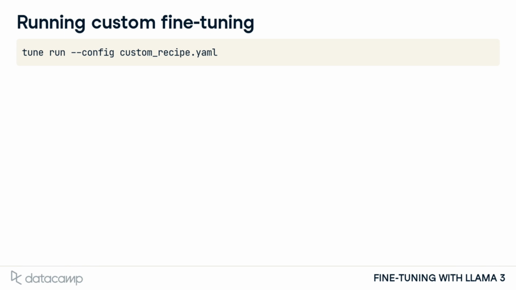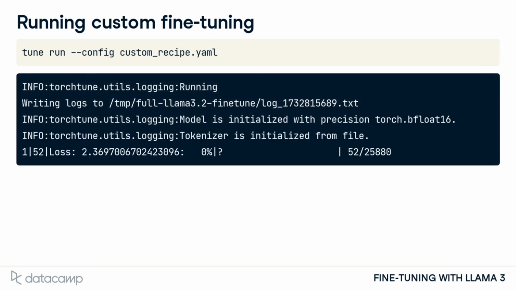With our configurations ready to go, we can start the fine-tuning process. To do so, we run tune run with our custom recipe file. This command launches training using all the settings defined in our file. After launch, we see informative logs that provide real-time updates on the fine-tuning process. The outputs, such as logs and checkpoints, are all saved to a text file. We also see confirmation of successful initialization of the model and tokenizer.